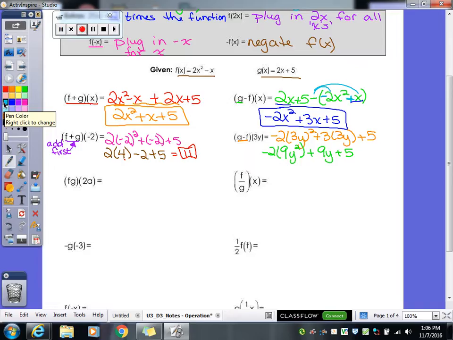So one last thing to do, multiply by -2 times my 9y squared, so I get -18y squared plus 9y plus 5. That's our final answer for that one.